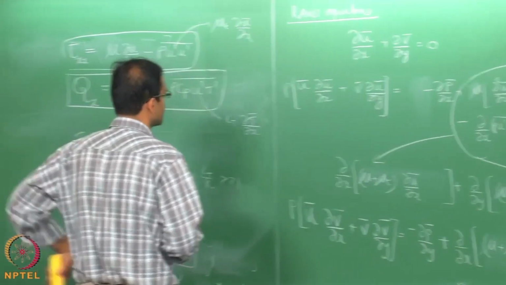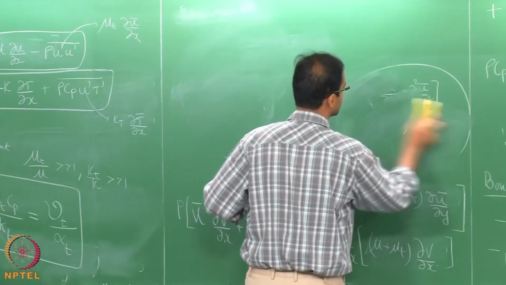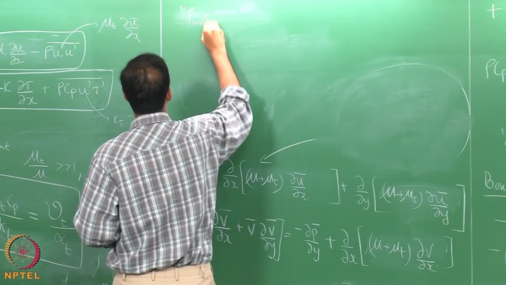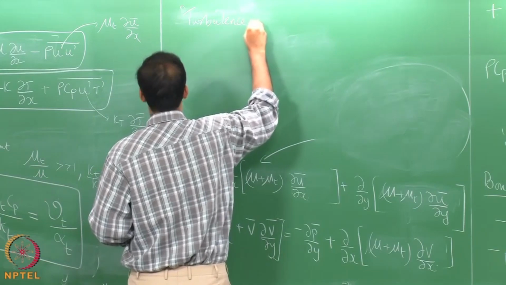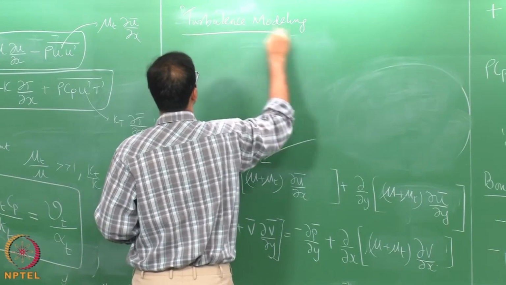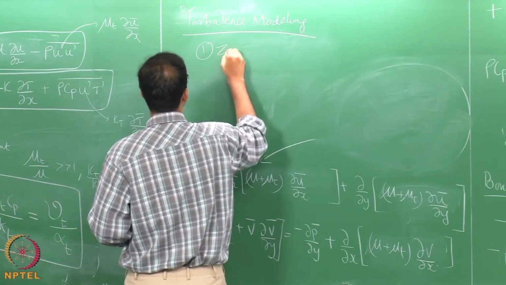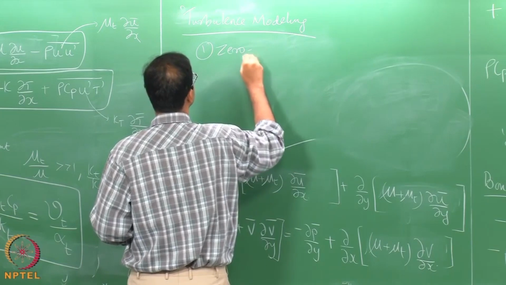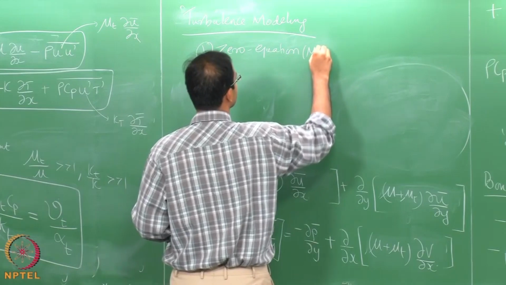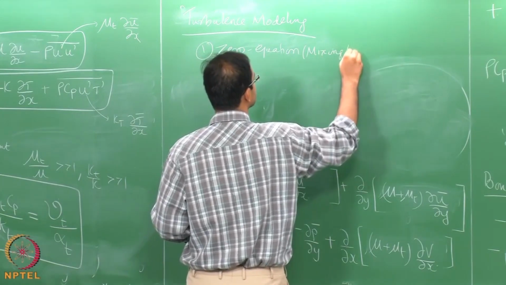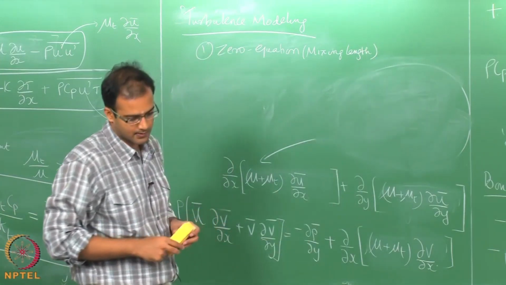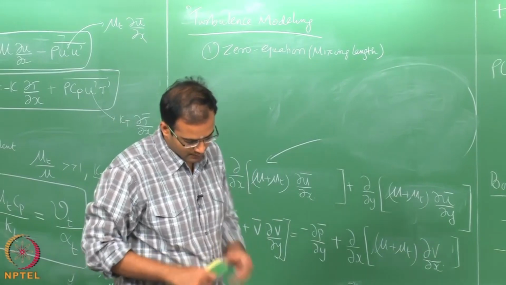There are different approaches to that, which we call turbulence modeling. I will not spend too much time because I am sure many of you already know how we do this, but I will summarize it. We start from the simplest model, which is called the zero equation model or the mixing length model. The mixing length model was originally conceived by Prandtl himself. This is one of the simplest models.